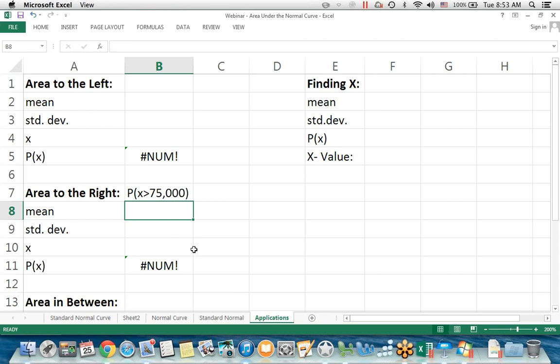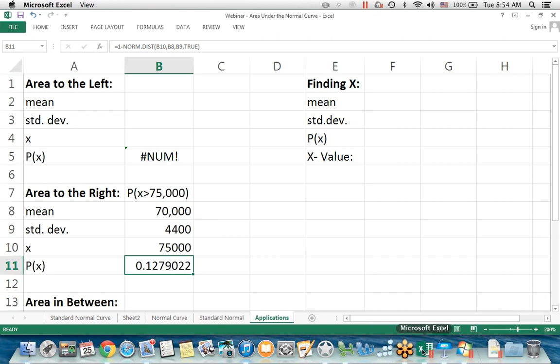Remember that the mean that's given in this problem is 70,000, and the standard deviation is 4,400. In addition, the x value, where does that come from? The x value is actually this value that's written here of 75,000. We've already typed in the formula, so it's given here. The probability that x is greater than 75,000, or at least 75,000, is equal to 0.1279022.